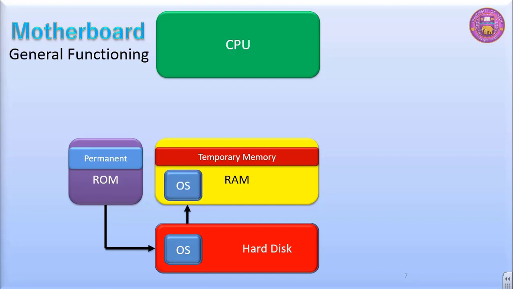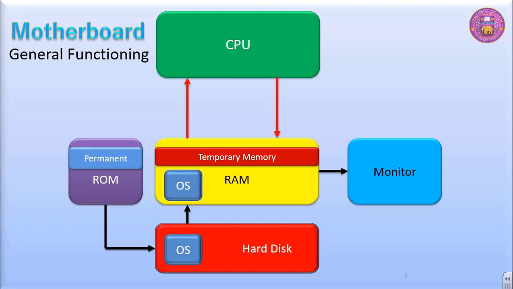Now in the RAM, operating system takes over the control of all the operations of the computer. The job of ROM comes to an end and the total control of the computer is taken over by operating system. Operating system sends some of its files to CPU. CPU processes those files and returns it back to RAM. RAM shows the result on monitor. If some files are required to be stored on the hard disk, then they will be stored on the hard disk. This is the model of general functioning of the computer.